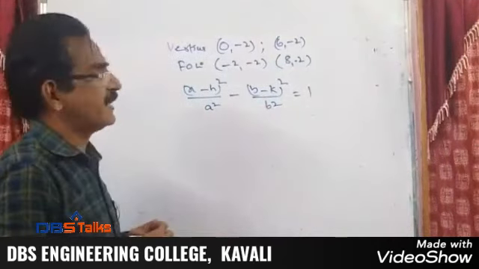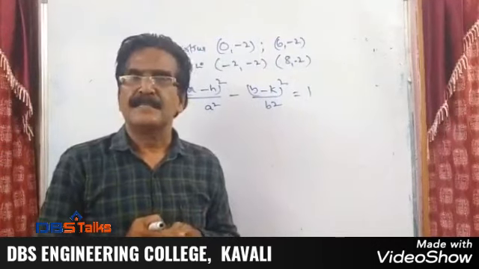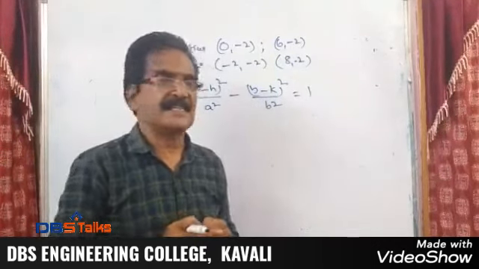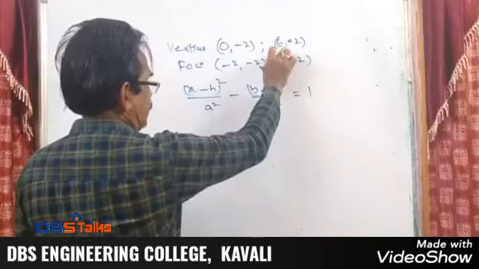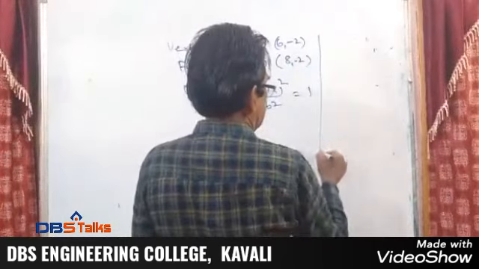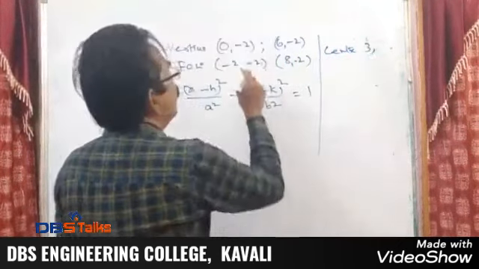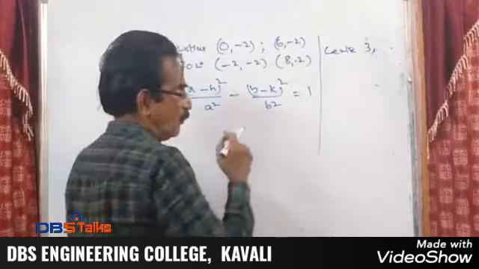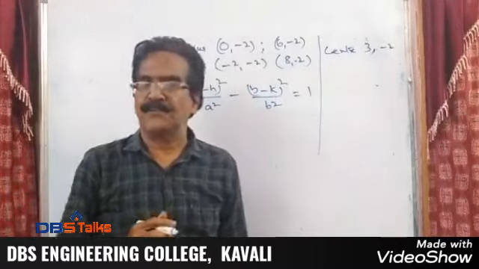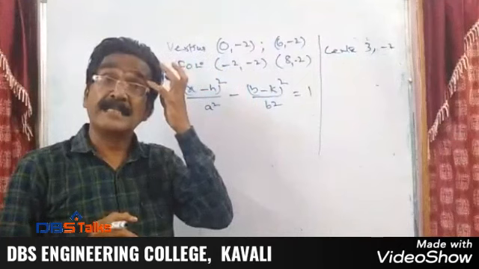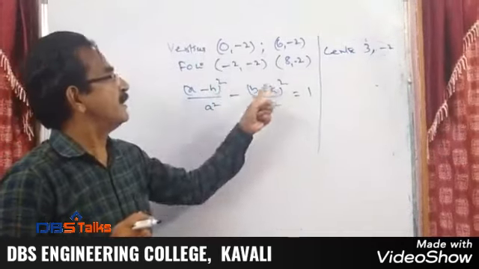Right, friends? First we can write the center easily, because the center is the midpoint of the vertices. So the midpoint of these two points: 0 plus 6 by 2, 3; and minus 2 minus 4 by 2, minus 2. So the center is 3, minus 2, friends. Right, friends? So h and k are known.